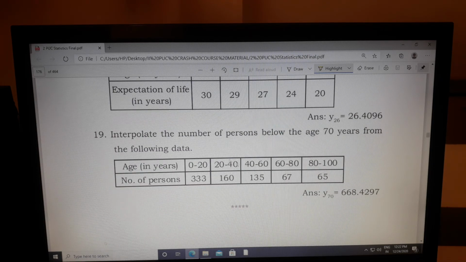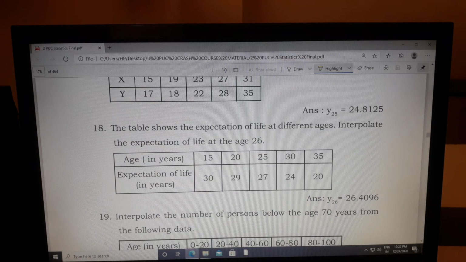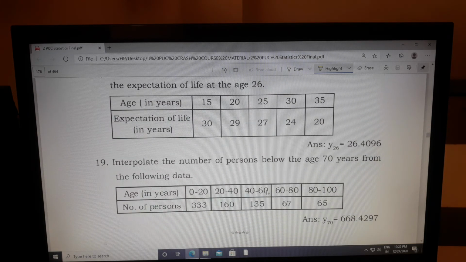Now the 19th question, you look at there. This is the question now: interpolate the number of persons below the age of 70 years. So below we have to calculate, obviously the data has to be converted to a less than cumulative frequencies table. Now ages, straight away class intervals are given, and individual frequencies, these are independent frequencies, they are not in MCF kind nor in LCF. But this problem seems to be an MCF kind of model.